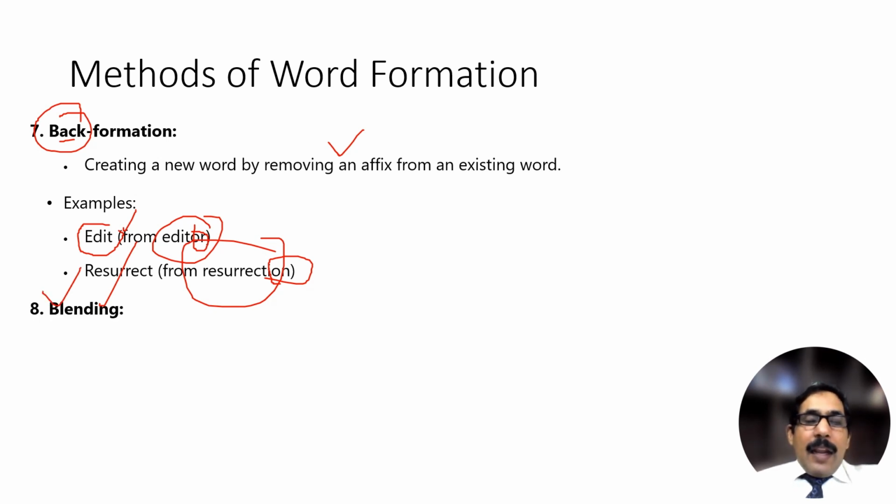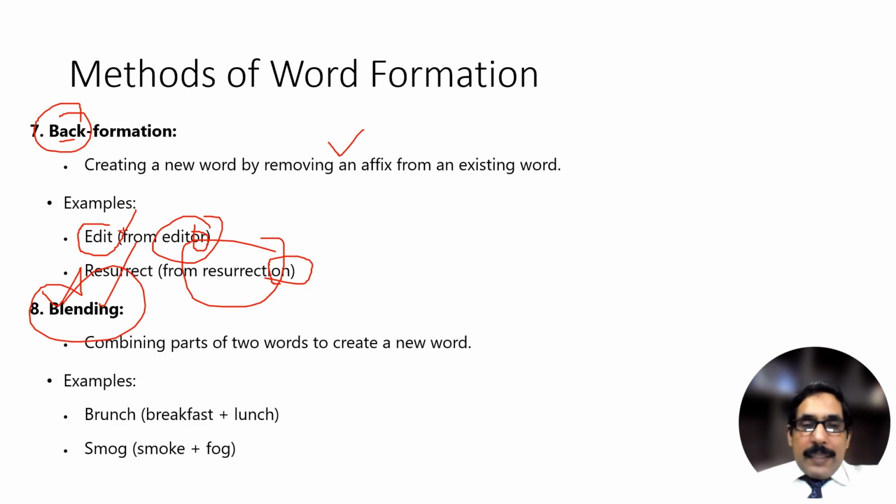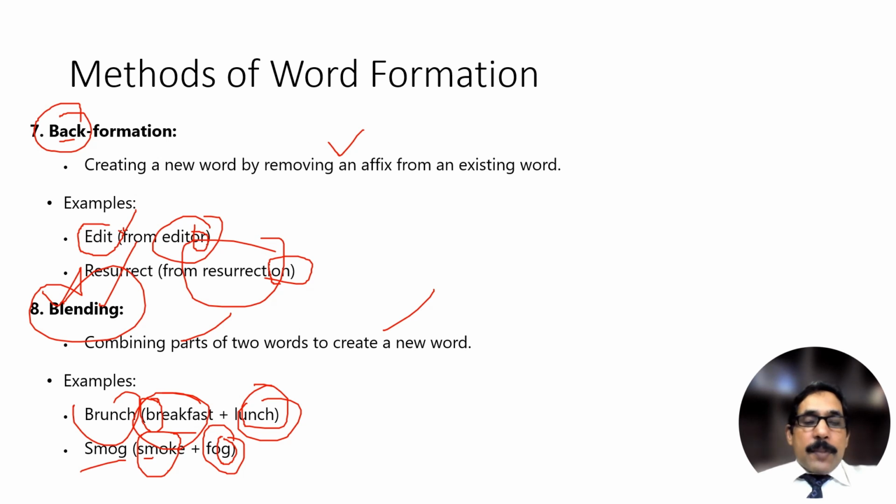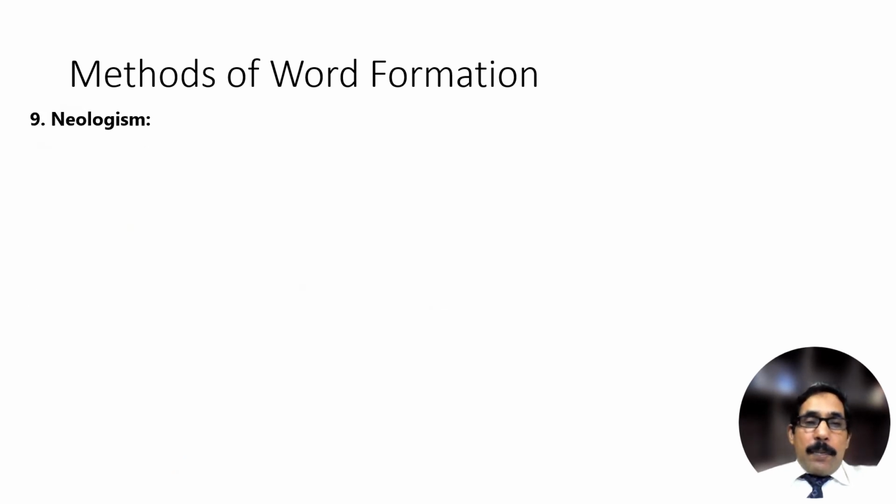Next one is blending. As you know from the name, blend means mixing, combining parts of two words to create a new word. There are two words, breakfast and lunch. BR has been taken from the first word and UNCH from the second one. It becomes brunch. Similarly, smog. This is a combination of two words, smoke and fog. SM from smoke and OG from fog. So this is known as blending.